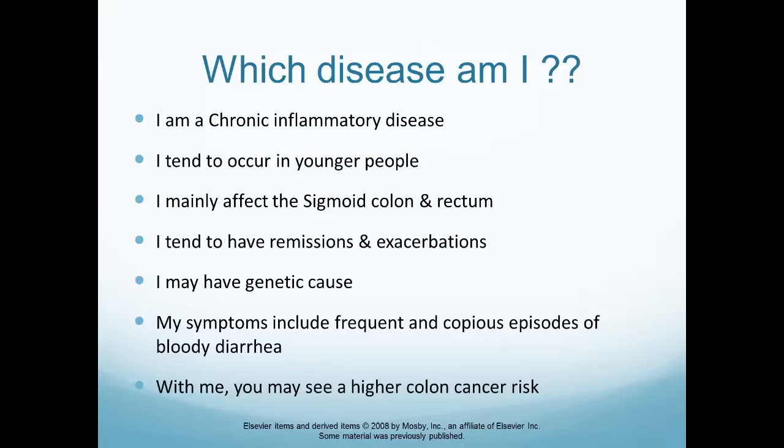Which disease am I? I am a chronic inflammatory disease. I tend to occur in younger people. I mainly affect the sigmoid colon and the rectum. I tend to have remissions and exacerbations. I may have a genetic cause. My symptoms include frequent, copious amounts of bloody diarrhea. With me, you see a higher colon cancer risk.